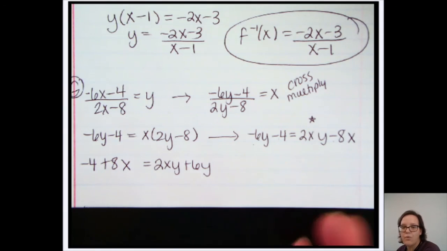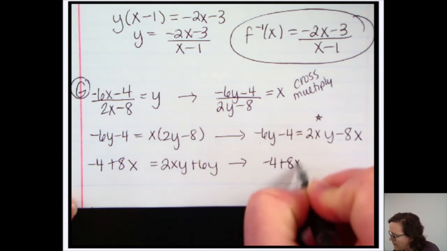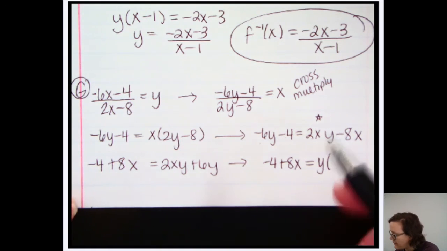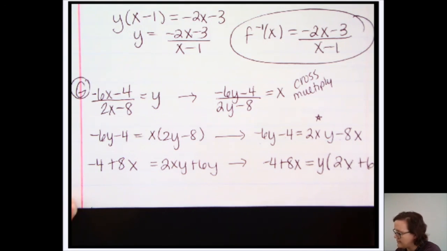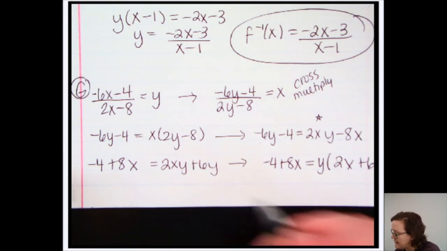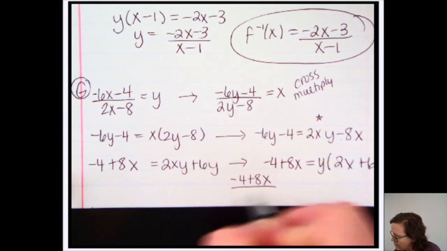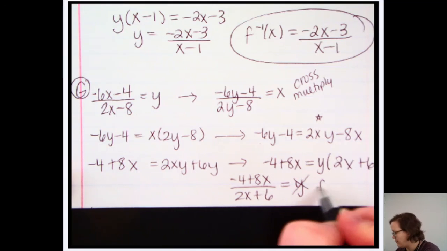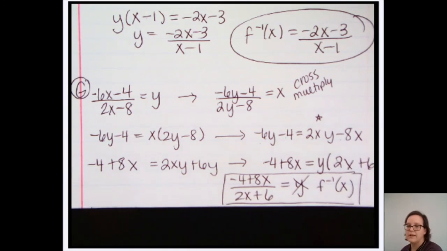Now, how do we get that y out by itself? We just factor it. It doesn't have to be the common or the greatest common factor. It's just the one we want to deal with. So we have a y there. And in that first term, that leaves a 2x. In the second term, it leaves a 6. And so now we have y times something. All we have to do is divide by what's hanging on to y. So we end up with negative 4 plus 8x over 2x plus 6 is equal to y. Or we could put our inverse. And there you have it.